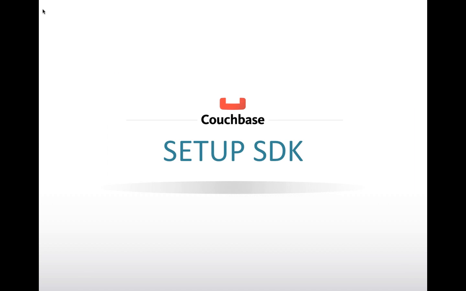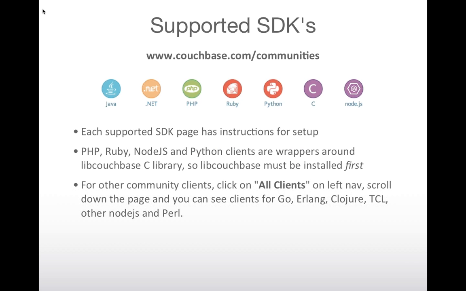So, setting up SDKs. I just want to make a reminder, I'm covering this in much more detail on Thursday in Couchbase 102, but I'll quickly go over a little bit of setting up SDKs. We support Java, .NET, PHP, Ruby, Python, C, and Node.js. We also have community clients for Go, Erlang, Clojure, Perl, and some other Node.js libraries. The PHP, Node, Ruby, and Python clients are all wrappers around the C library, libcouchbase, so that must be installed first. For those of you that use those languages, you have to install the C library first before you install the Ruby gem or the PHP SO, etc.